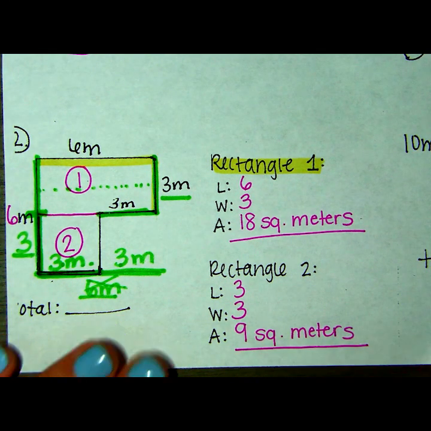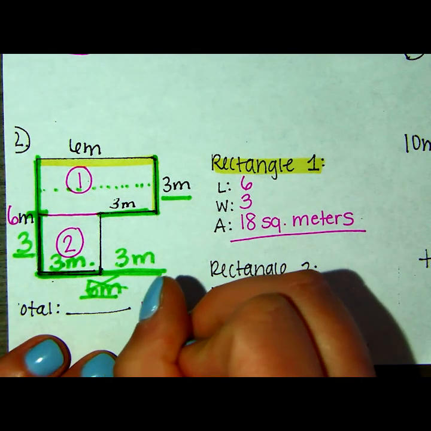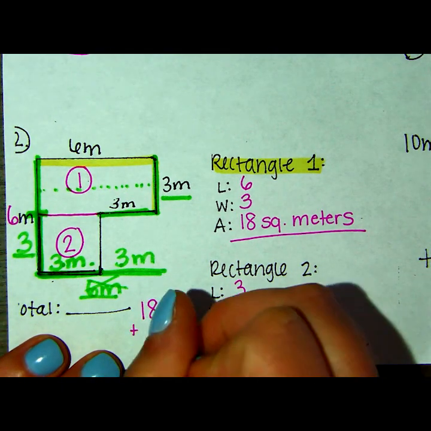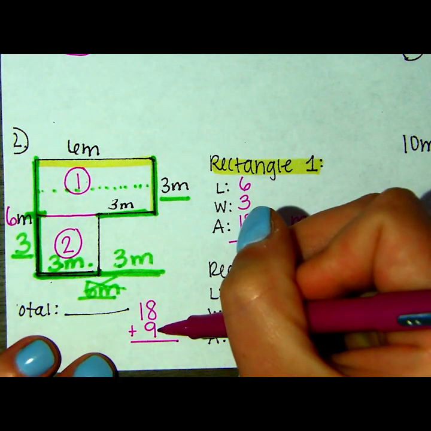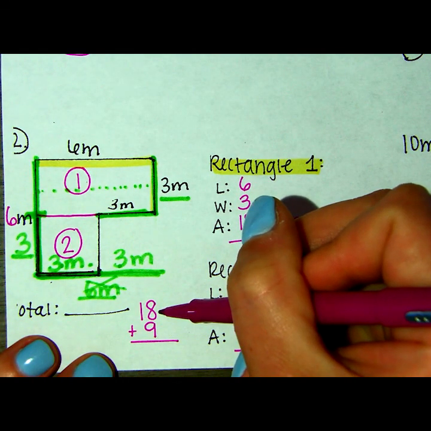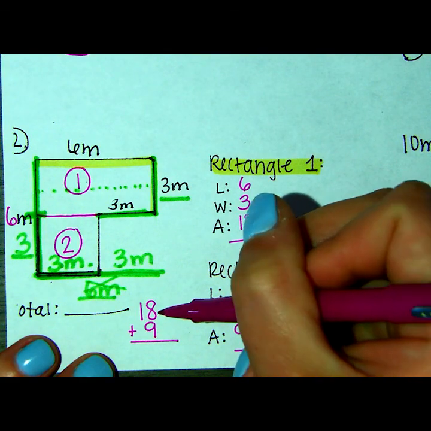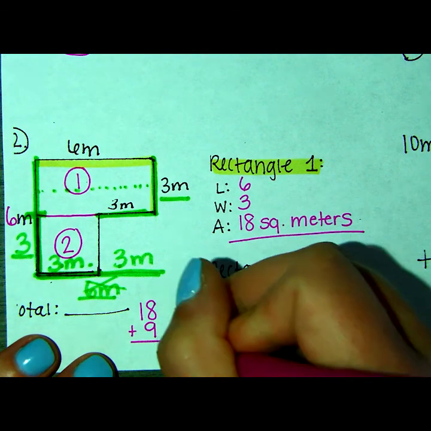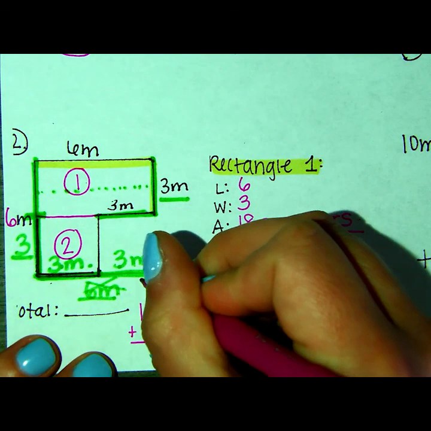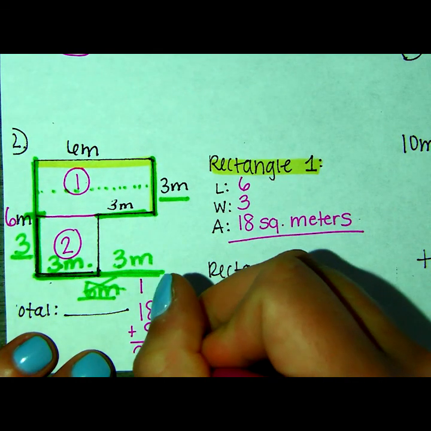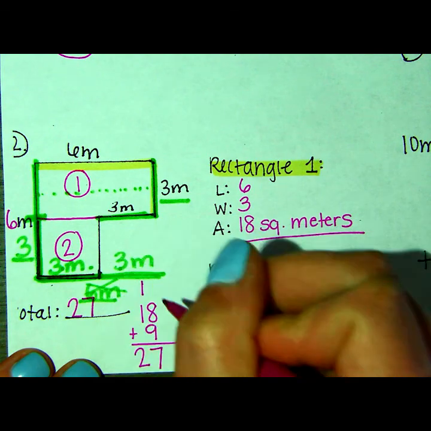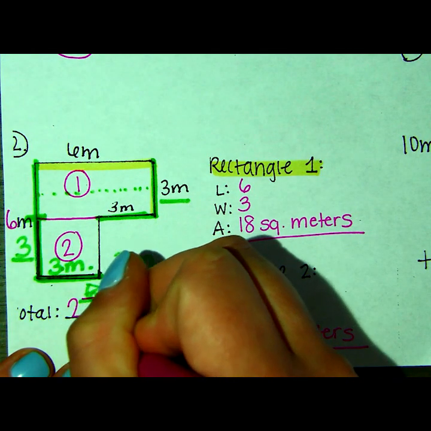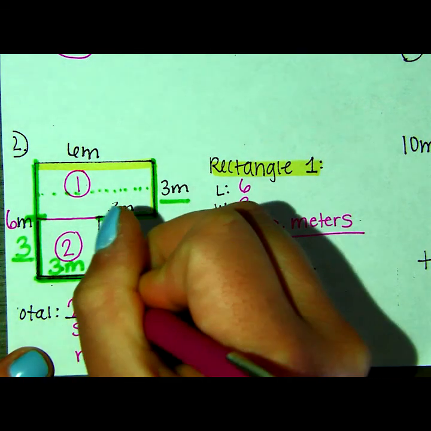Okay, you know what to do now. Add these up. 18 plus 9. Well, 9 plus one of those would make 10. And then 7 more, that would be 17. So I'm going to put my 7 here and carry my 1. 1 plus 1 is 2. This combined figure has a total area of 27 square meters.